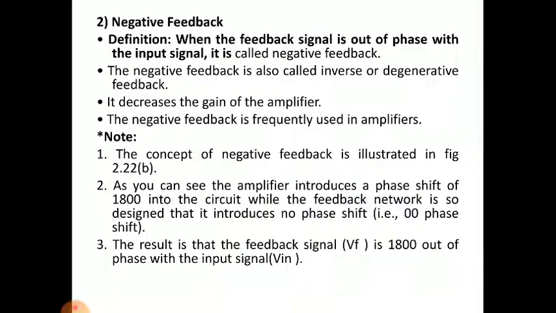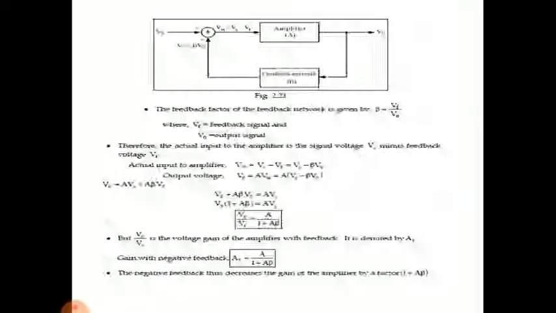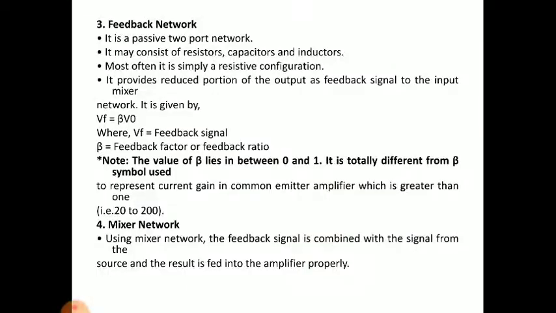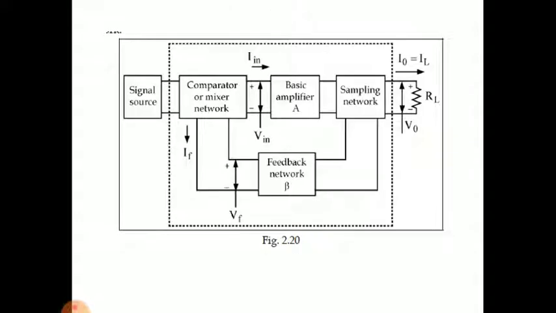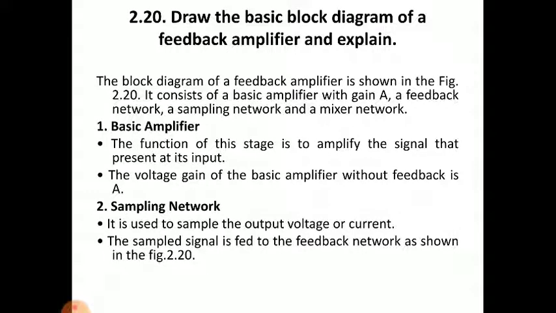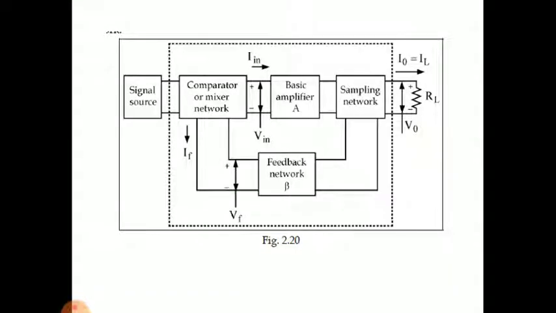So this is today's topic. Let's quickly go through the summary points of what we have learned. The first one is the basic block diagram of a feedback amplifier. If you see the feedback amplifier, there are different blocks. Without feedback we have gain A, and with feedback we have gain AF, and the feedback ratio is beta. Then the basic amplifier, you know what it does. The sampling network collects the sample, that is voltage or current, and feeds it back to the feedback network.